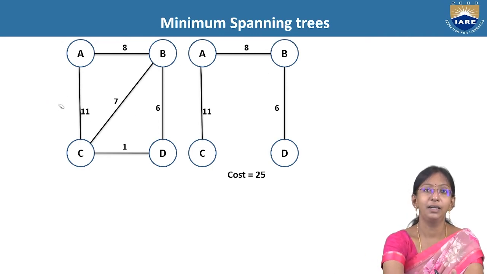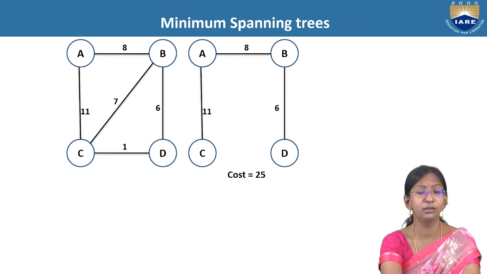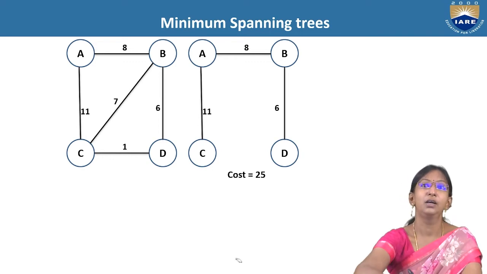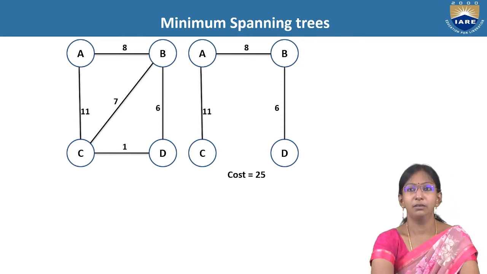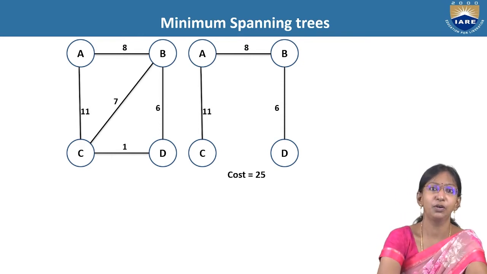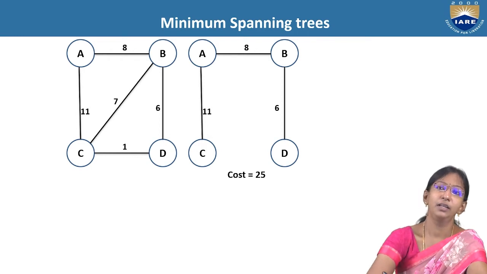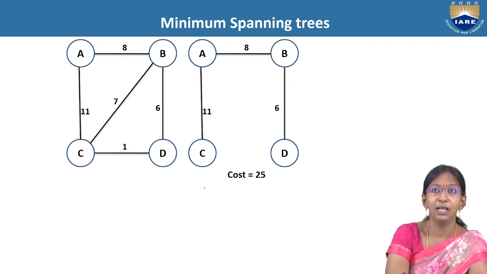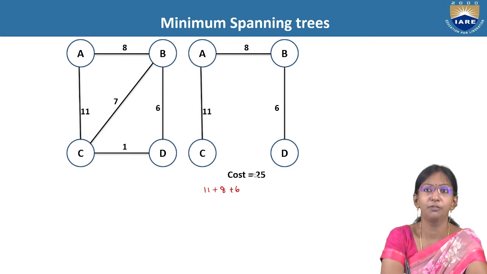This is an undirected, weighted, connected graph which has 4 nodes. All the nodes are connected, no node is isolated, and each and every edge is bearing a weight, right? It is a weighted one and it is an undirected one, right? So look at the second picture. It is a spanning tree of the given graph, right? Then we have to get the cost of it by adding the weights on the edges, which is 11 plus 8 plus 6, which will give you 25.